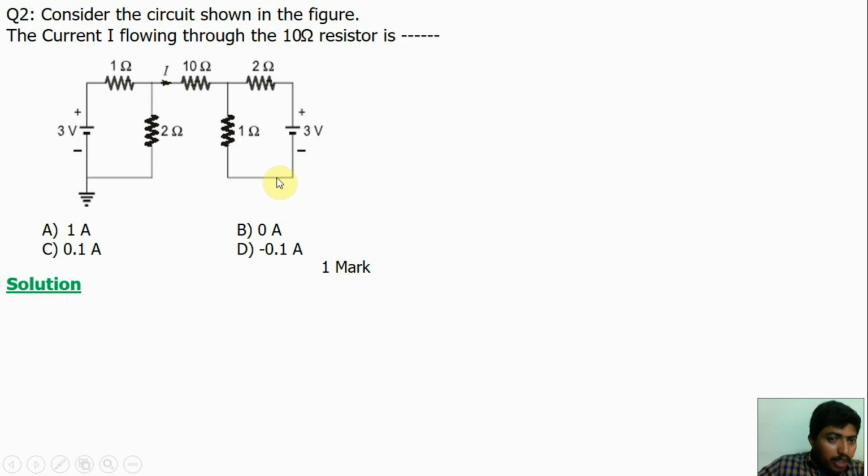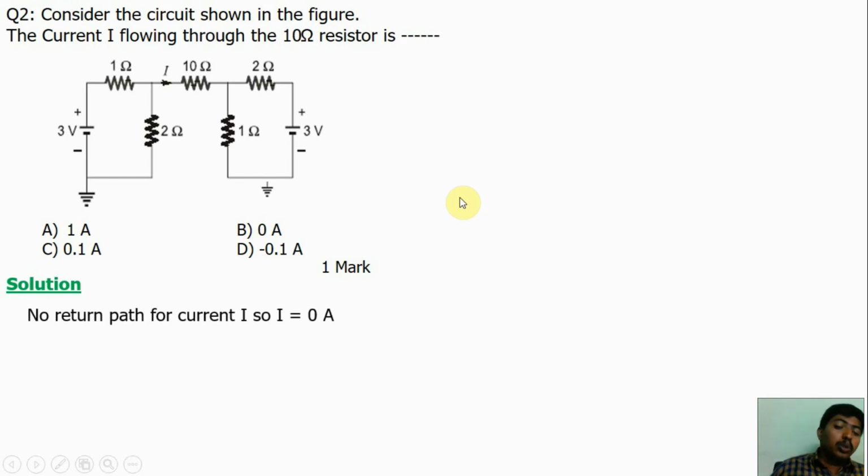This is not grounded. If it were grounded, using mesh analysis or node analysis, any one method, you will get the answer as 0.1. But this is not grounded. This is isolated, this is open, this is not neutrally connected. There is no return path. So the current value I is equal to 0 amps. So option B is correct.